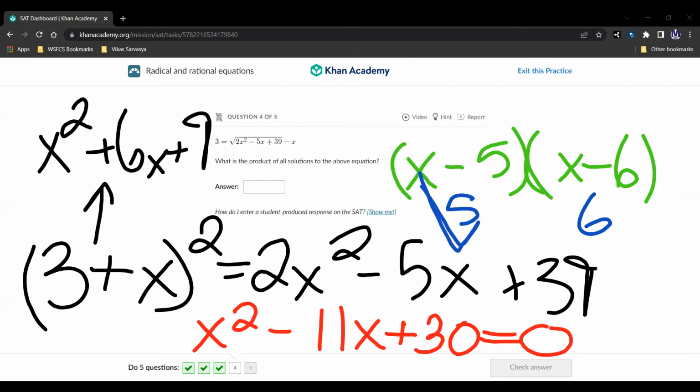And the second one is 6. Plug that one in, and we get 72 minus 30 plus 39, which is the square root of 81, which is 9, minus 6 is 3. So this one also works. So we have 5 and 6. The product is then going to be 30.